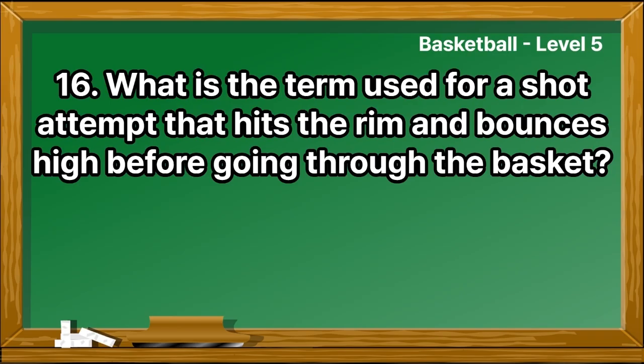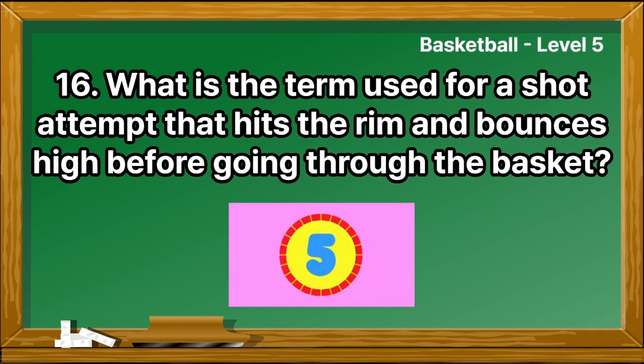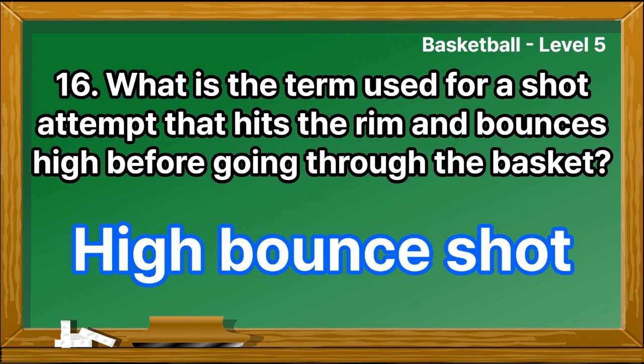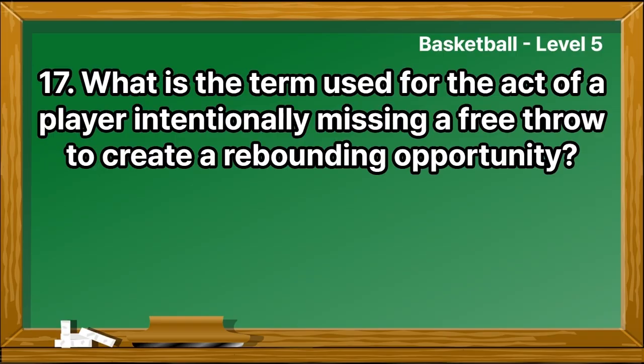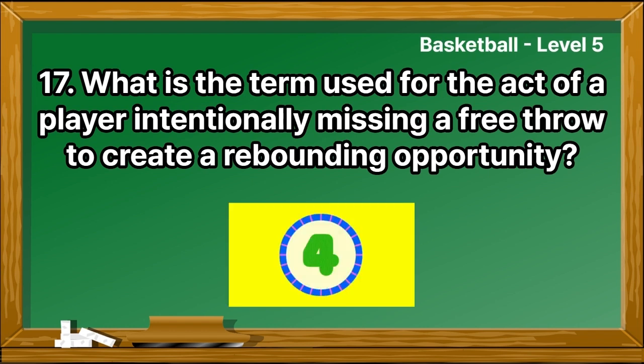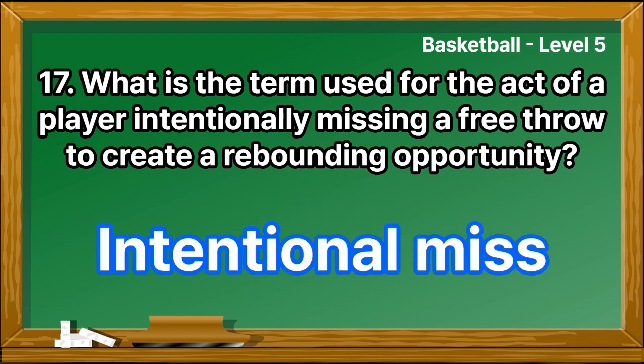What is the term used for a shot attempt that hits the rim and bounces high before going through the basket? High bounce shot. What is the term used for the act of a player intentionally missing a free throw to create a rebounding opportunity? Intentional miss.